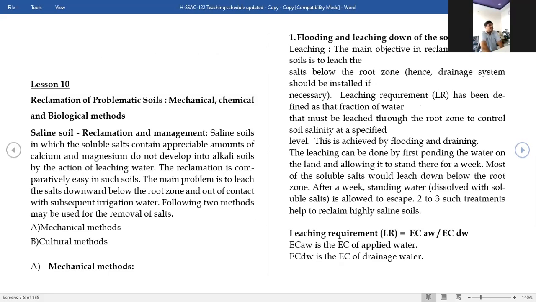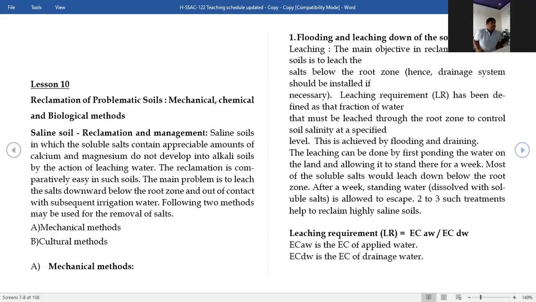So this is known as reclamation, that is equal to amelioration, that is equal to chemical methods for managing problematic soil. In this we include mechanical method, chemical method, and biological method. The mechanical method is used for only saline soil. The rest are used for sodic or alkali soil.